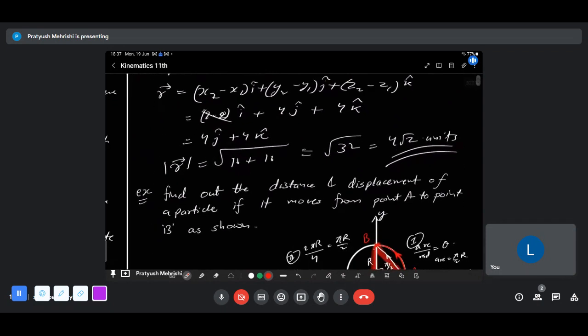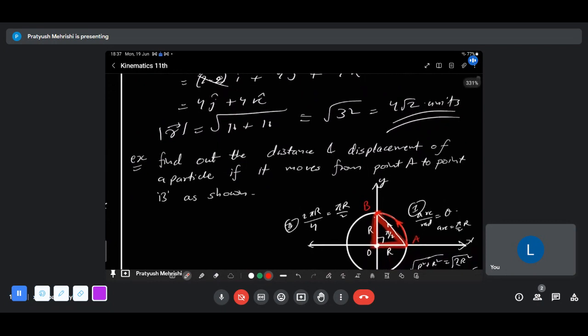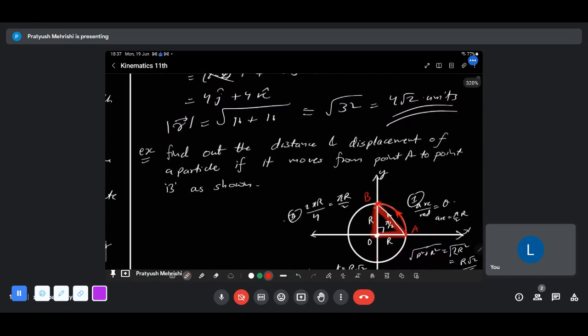Next is find out the distance and displacement of a particle if it moves from point A to point B. Now, how to calculate that? See this, from A to B it is a quarter circle. Quarter circle means 1/4 of the circumference. So 1/4 of the circumference will be our distance.